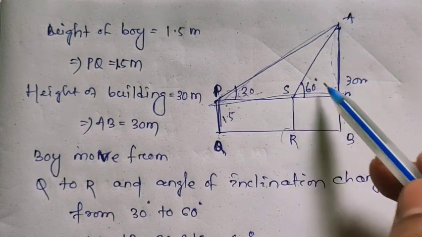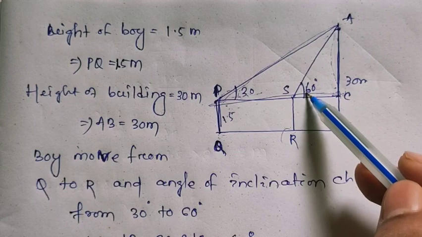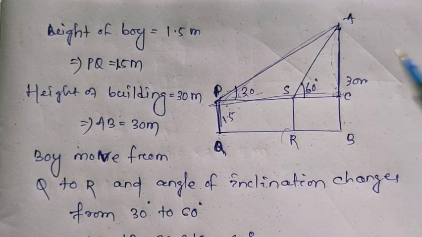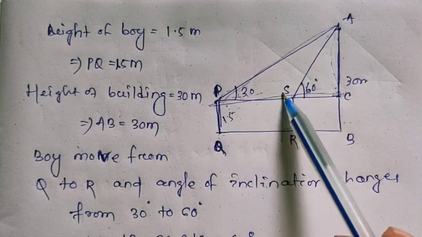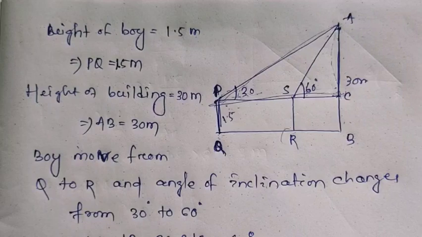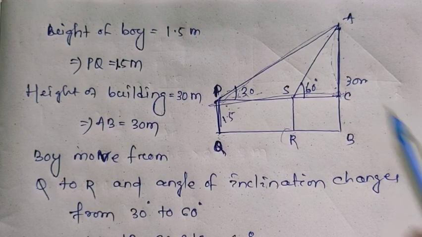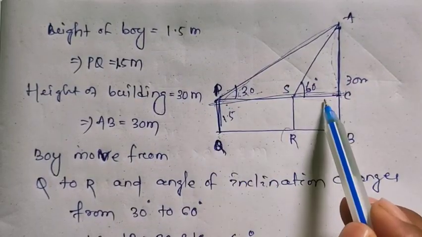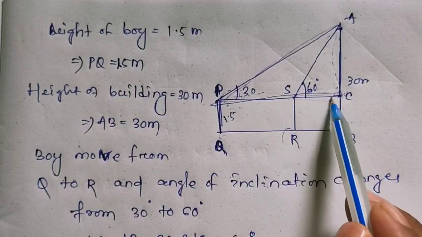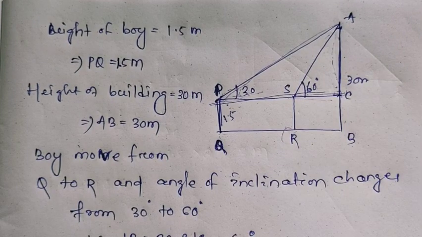After that, in this triangle, this is 60, so tan 60 is equal to AC by CS. I can find this. After that, to find PS, that is the distance he traveled, we have to subtract SC from PC. So PS is equal to PC minus SC. From that we can calculate.